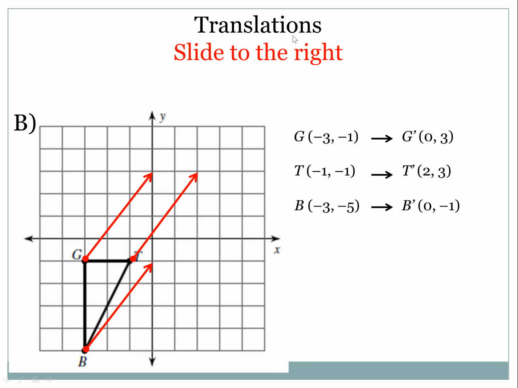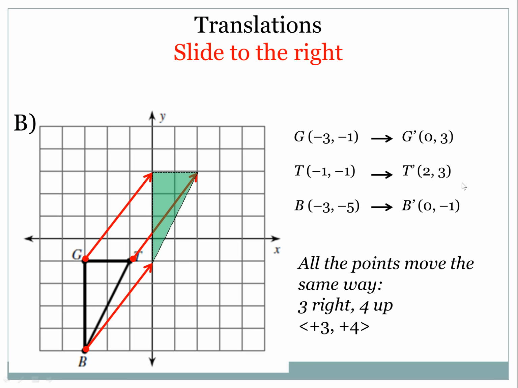So a lot of things came at you really quickly all at once. A translation is a slide of a shape in the coordinate plane. And so we see point G goes from here, which is -3, -1. It slides up on the vector to 0, 3. And we can see that is actually now the green triangle is the same shape, it's just slid up and to the right. So this is what a translation does. And all the points move the same way. They move 3 right and 4 up.